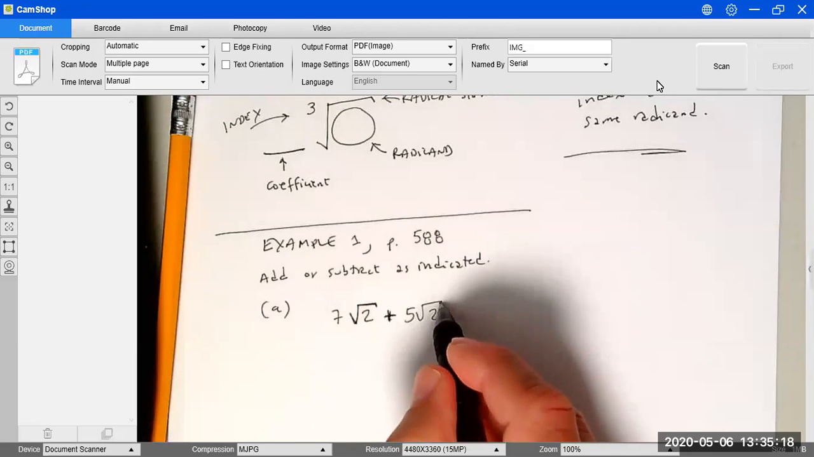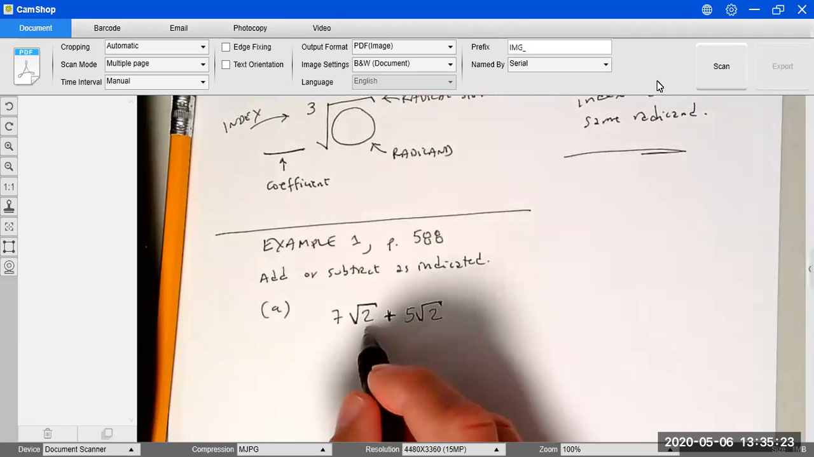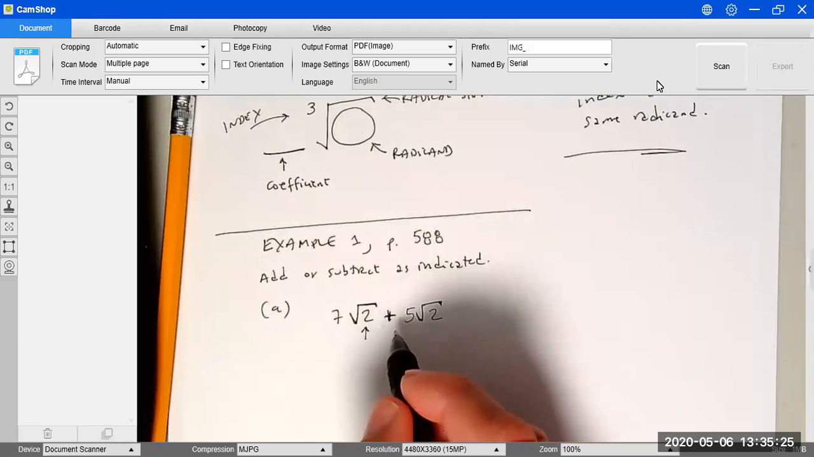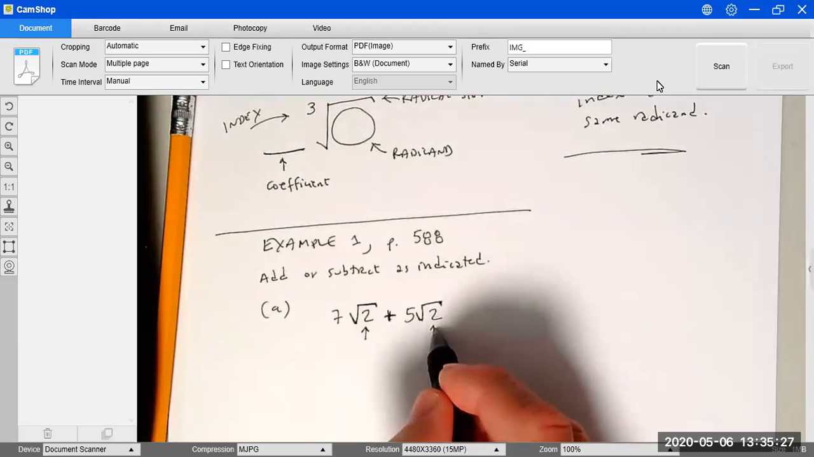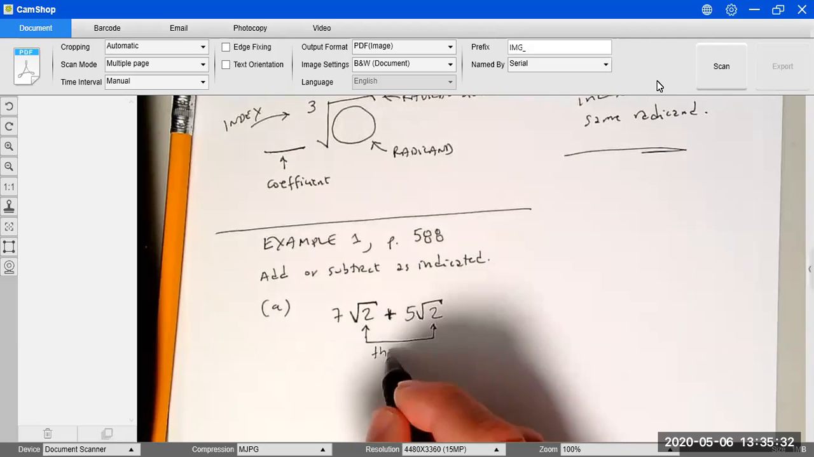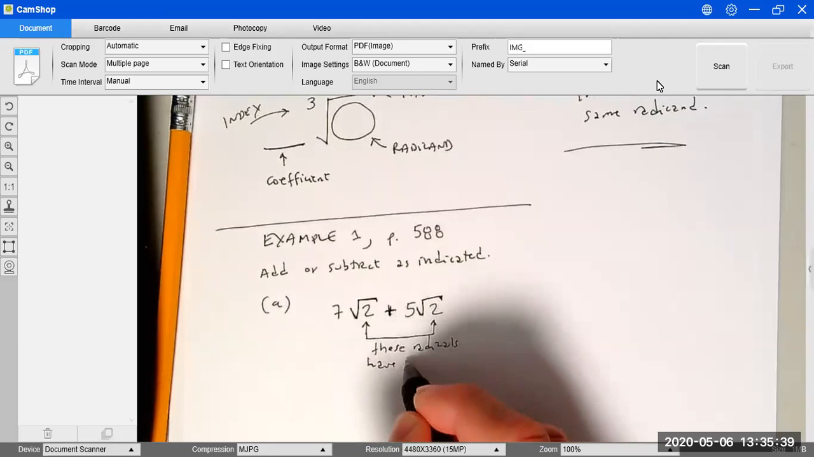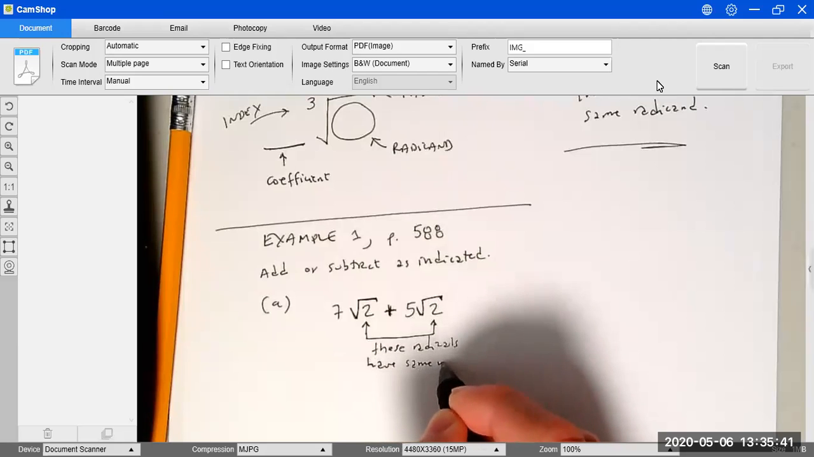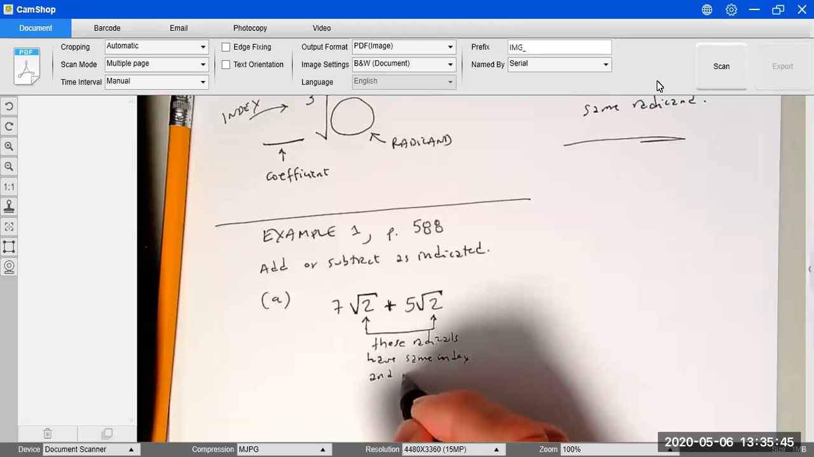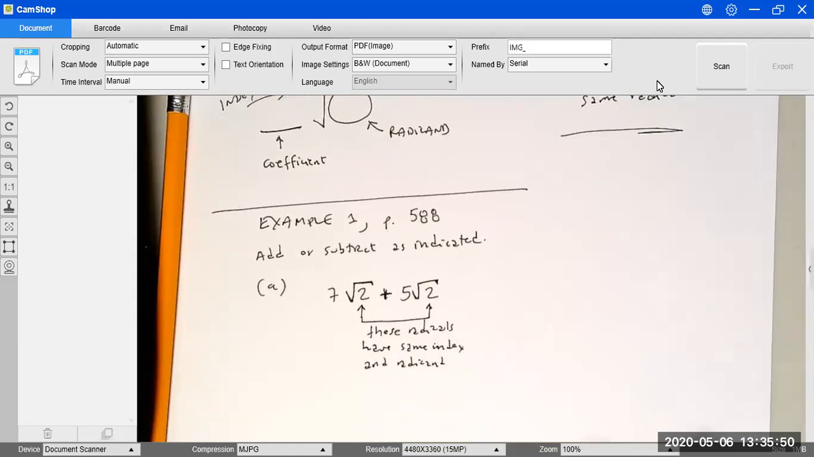You have another radical with index 2. And also the radicand for the first one is 2. The radicand for the second one is also 2. So these radicals have the same index and radicand. That means that they are like radicals. So we can combine them.